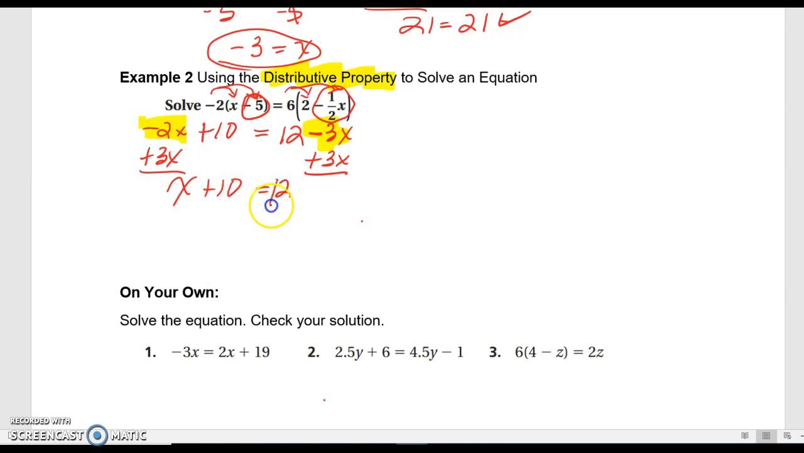So that was part of my decision. And I'm now down to a simple one-step equation. So I subtract 10 from both sides. So x is equal to positive 2. It does not ask us to check here, so I'm going to go ahead and move on, but I will remind you it's always a really good idea to at least do a mental check and plug it in and make sure your answer makes sense.